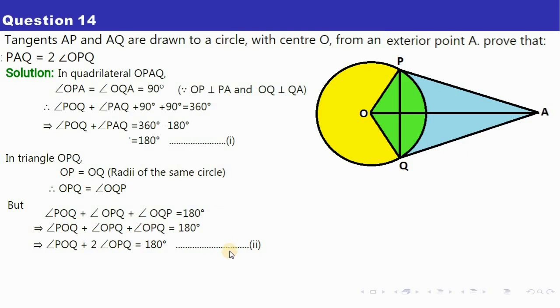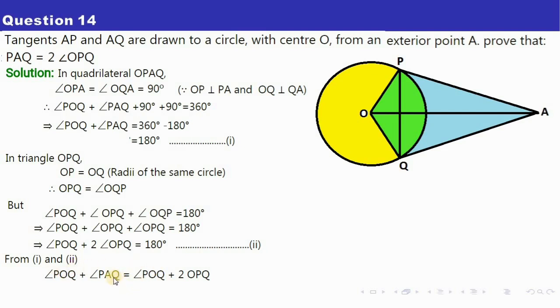Let me call this equation 2. Now this is also 180, this is also 180. Both are the same. So that's why I can say that this part and this part are equal using 1 and 2. So from 1 and 2 we have, as I said, POQ plus PAQ will be equal to POQ plus 2 times OPQ. So POQ and POQ both are the same, so they will get cancelled.